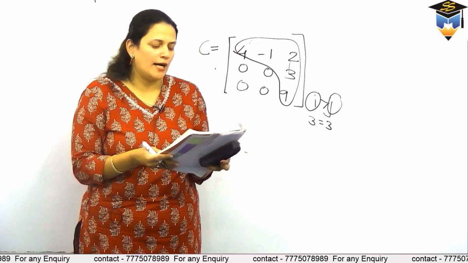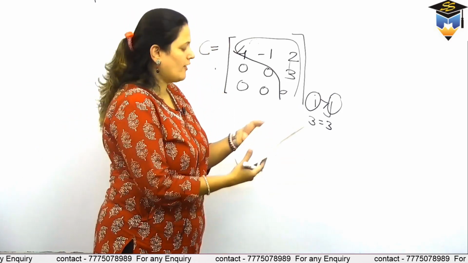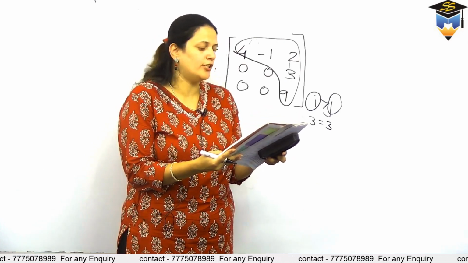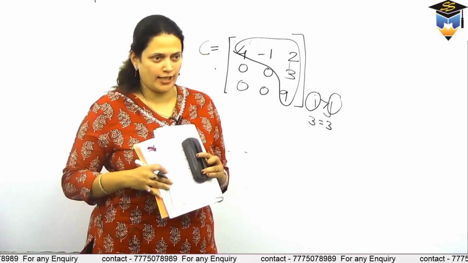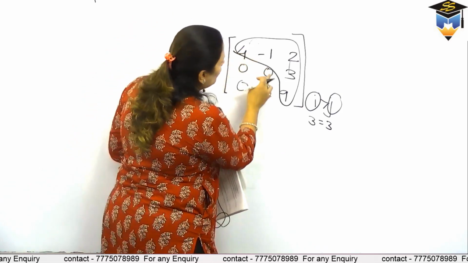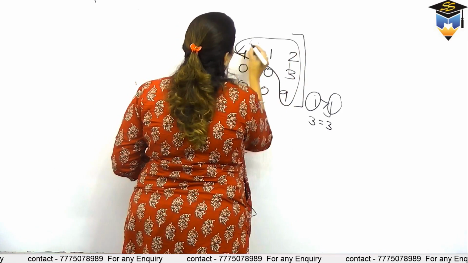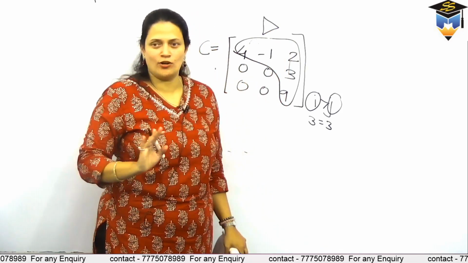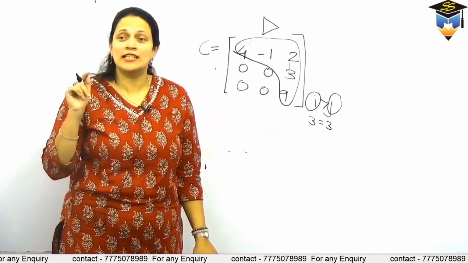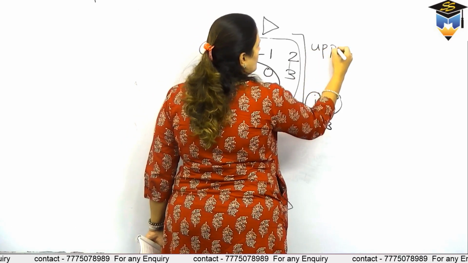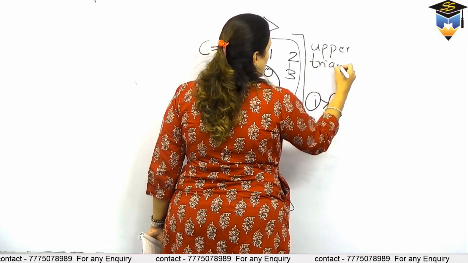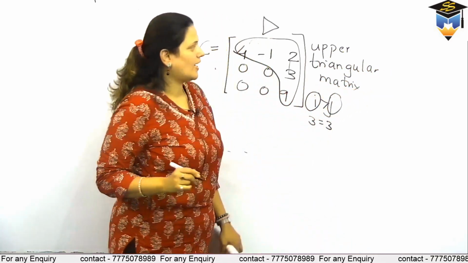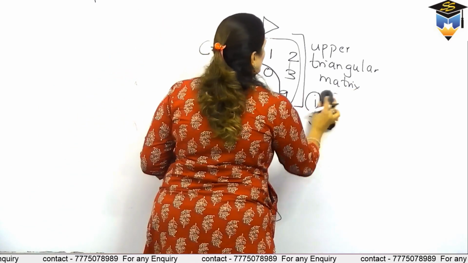So when we say an upper triangular matrix, a square matrix in which every element below the diagonal is 0, that is called an upper triangular matrix. If you can see over here, can you see a small triangle? Yes, all these elements are 0 and you can see the triangle over here. So this is called an upper triangular matrix. Understood everyone? Upper triangular matrix.